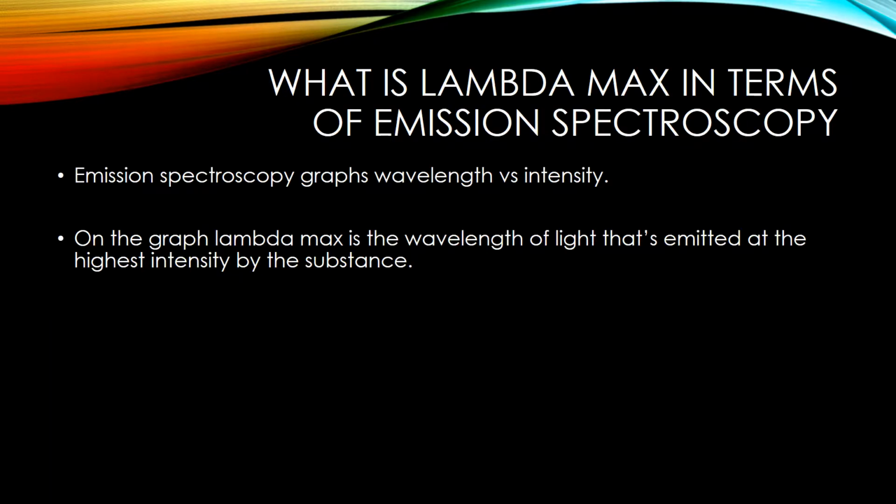Lambda max is the wavelength at which the electron emits the highest intensity when returning to the ground state of a previously excited atom. On an emission graph, it's set up as wavelength versus intensity. Intensity is the number of photons emitted at a certain wavelength relative to the total number of photons emitted. Wavelength represents the wavelength of the photon emitted, which determines the color of the photon emitted.